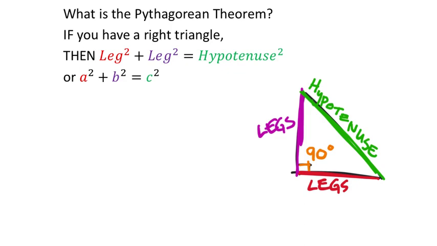Okay? So, you're going to take these lengths, you'd square them, the red and purple ones, and if you squared the hypotenuse length, then adding those two together would equal the same as the hypotenuse squared. In this formula right here, a is a leg, b is a leg, and c is the hypotenuse. Unfortunately, you kind of have to remember that as well.